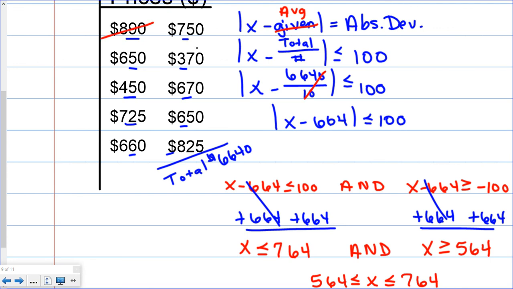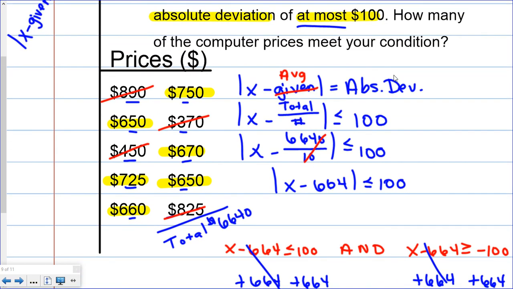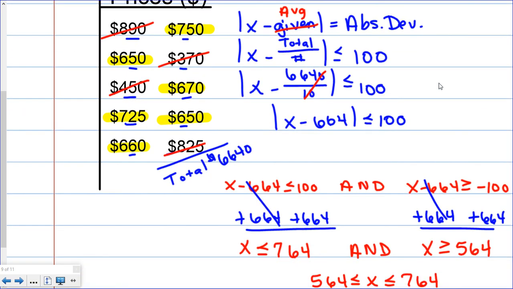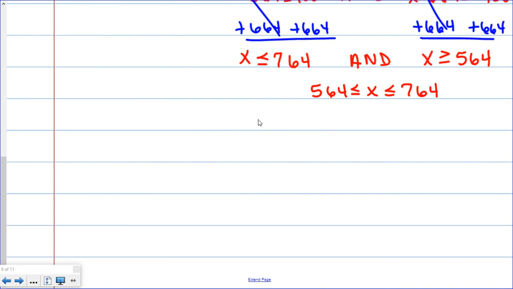I think we have all of them in view now. So let's highlight and mark off, or we can circle either way. So 564 to 764. 890 is too big. 750 works. 650 works. 370 is too small. 450 is too small. 670 works. 725 works. 650 works. 660 works. And then 825 is too large, too large. So the question says, how many of the computer prices meet your condition? Well, let's count up. We have 1, 2, 3, 4, 5, 6. So we have 6 prices.